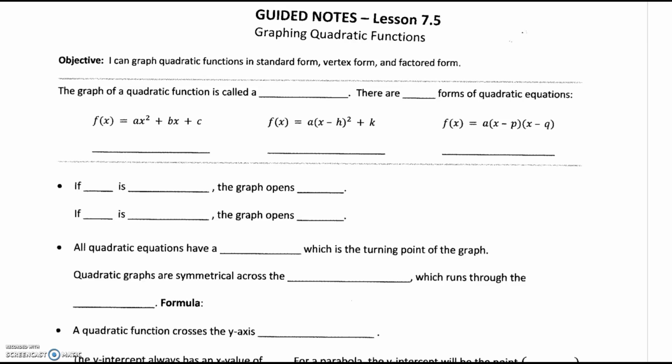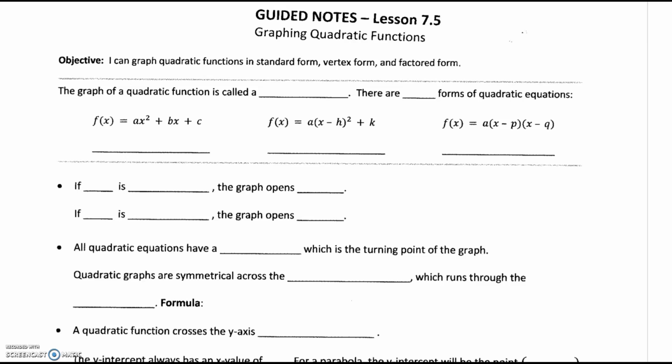There are 3 different forms of a quadratic function. Today we're only going to look at the first form, which is standard form, and then we'll continue on to look at other forms throughout this unit. So if you were able to print off the guided notes for lesson 7.5, you should have those in front of you because we will be using those for the remainder of this audio session.